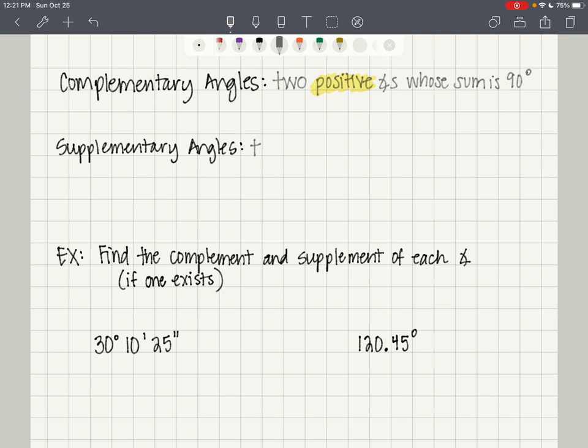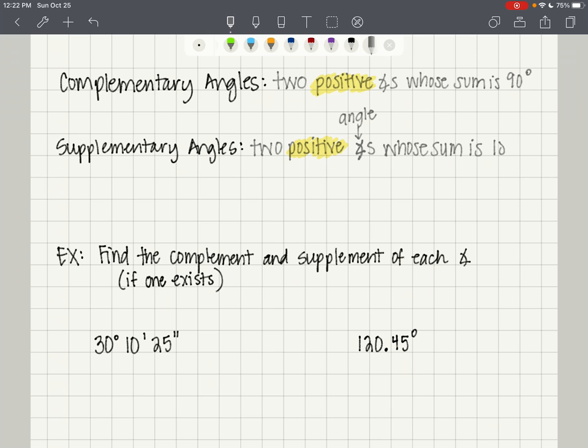Supplementary angles are also two positive angles. So again, that key word there is positive, along with the number 2, but positive is probably new to us. Two positive angles, and that's just how I make my little symbol for angle. That means angle right there. I'm not sure if I ever said that. So two positive angles whose sum is 180 degrees. We're going to find the complement and the supplement of each angle if one exists.